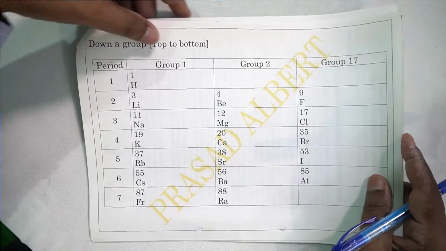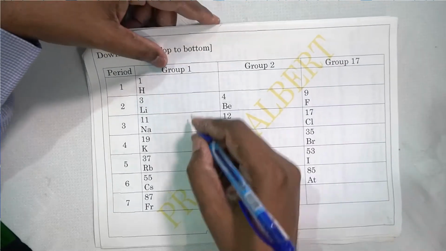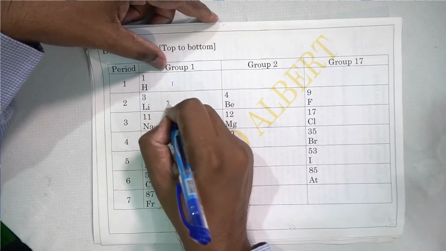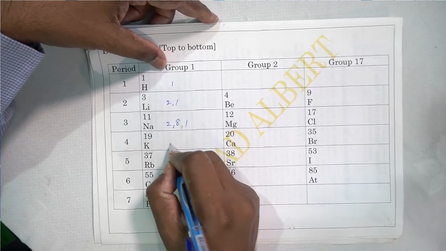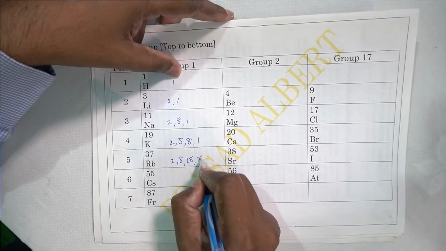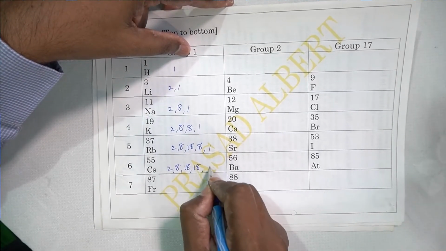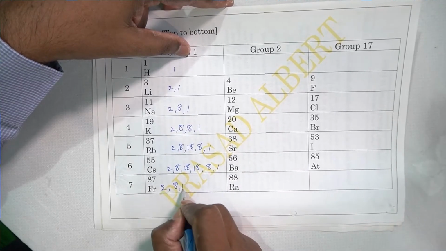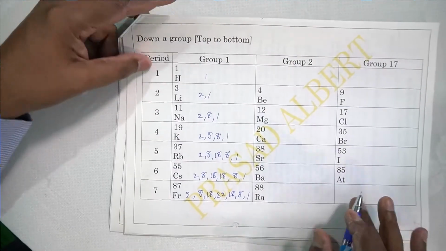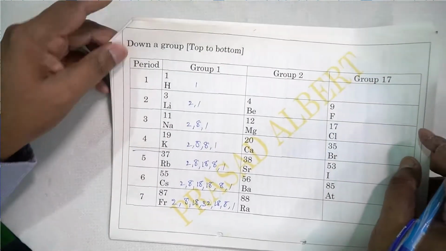Down a group we have the group 1 elements here, group 2 and group 17. You may try with any one. I will just show this alkali metal. You can try the other elements. So the configuration is 1; 2, 1; 2, 8, 1; 2, 8, 8, 1; and 2, 8, 18, 8, 1; and 2, 8, 18, 18, 8, 1; and 2, 8, 18, 32, 18, 8, 1. Now your study is limited up to the 4th period, so don't worry about these elements which I am writing here. Just for comparison I am writing.